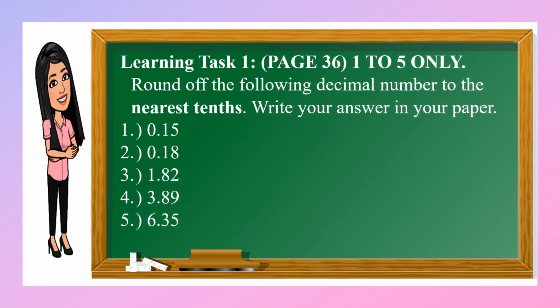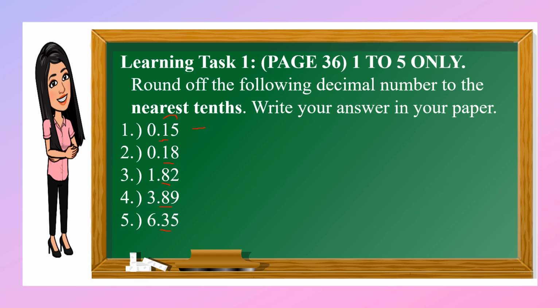Okay, for your learning task 1, page 36, 1 to 5 only ha. So, you are going to answer 1 to 5 only. Round off the following decimal numbers to the nearest tens. Ibig sabihin, pag sinabi nating nearest tens, eto lang yung mga yon. So, eto lang po ang ira-round off nyo. May example na kayo ha. So, ang titingnan nyo, yung number na nasa likod nila. Remember, yung number na nasa likod kapag 5 to 9, add 1.